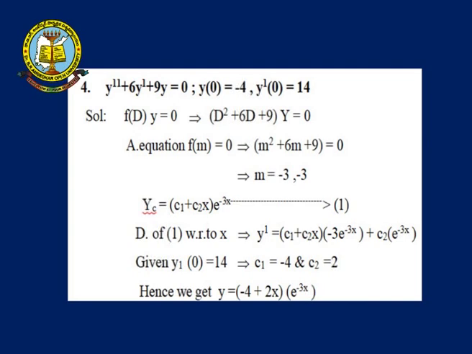Now in this equation, the initial condition means x = 0. Here it is given that y(0) = -4. If I substitute, I get c1 = -4, and taking the derivative, y'(0) = 14. If we substitute both, we can get c1 and c2 by solving these two. So from the point of view of identifying c1 and c2, the initial conditions y(0) = -4 and y'(0) = 14 are given. Now y = (-4 + 2x) e^(-3x). This is called the complementary solution.